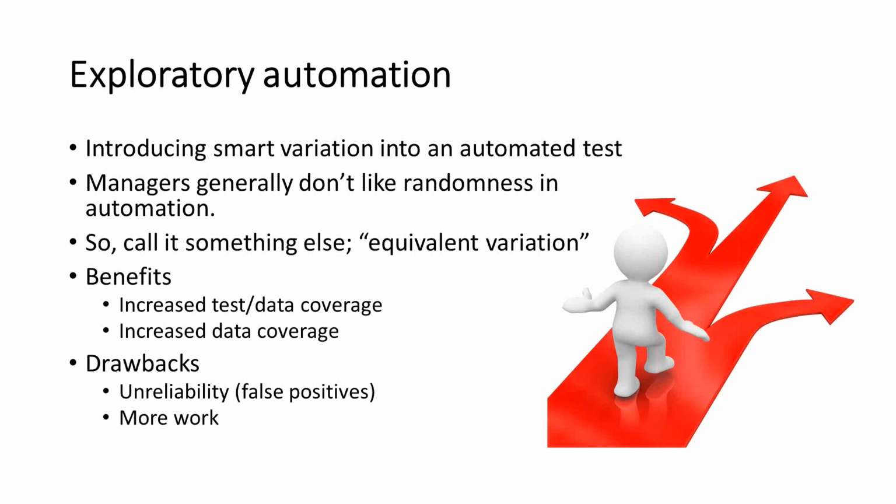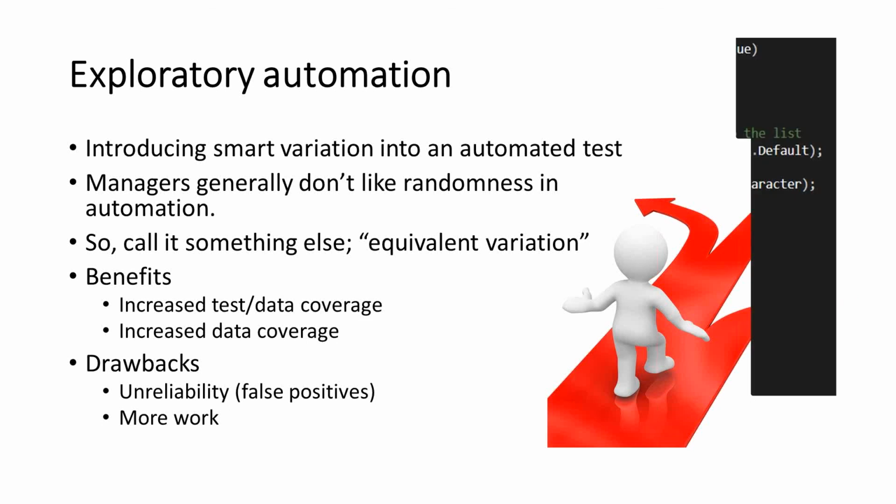Of course, there are drawbacks to variation, especially with data, and that is unreliability. Sometimes we'll get false positives. Understanding your test data, your state machines and the traversals between state machines is one way to solve that problem, but it really takes a lot of in-depth knowledge and expertise in those areas. And sometimes it's more work to implement variability into your test. So let's look at an example.